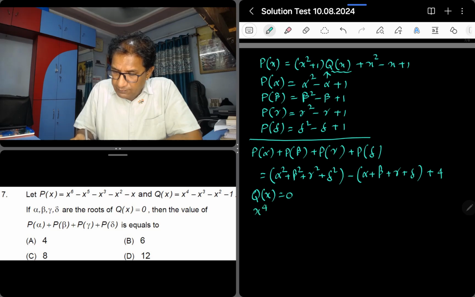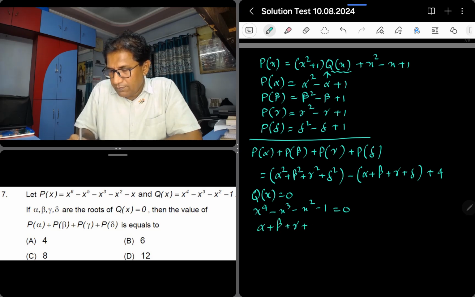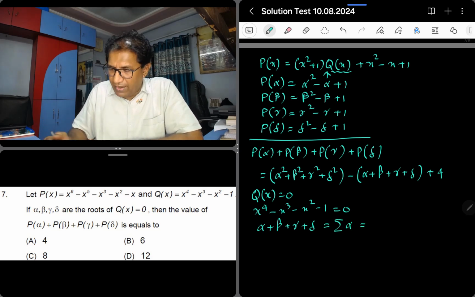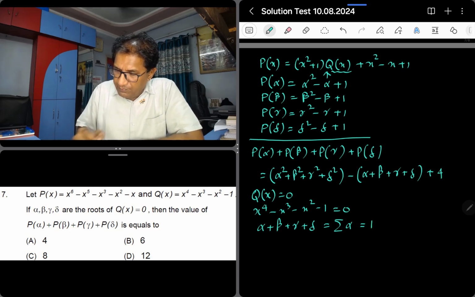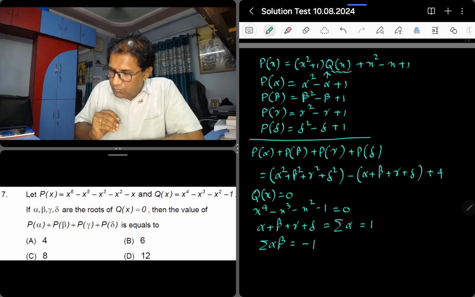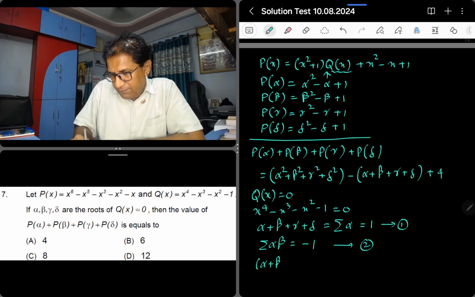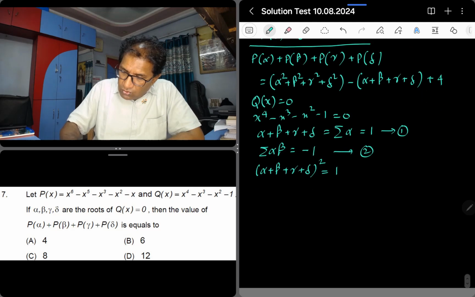That is, so sum of all the roots will be, we can write this thing as sigma alpha also. This is the way of writing. So it is nothing but your 1. And sigma of alpha beta will be minus 1. Okay. So now if I square the first relation we are having, this is 1.